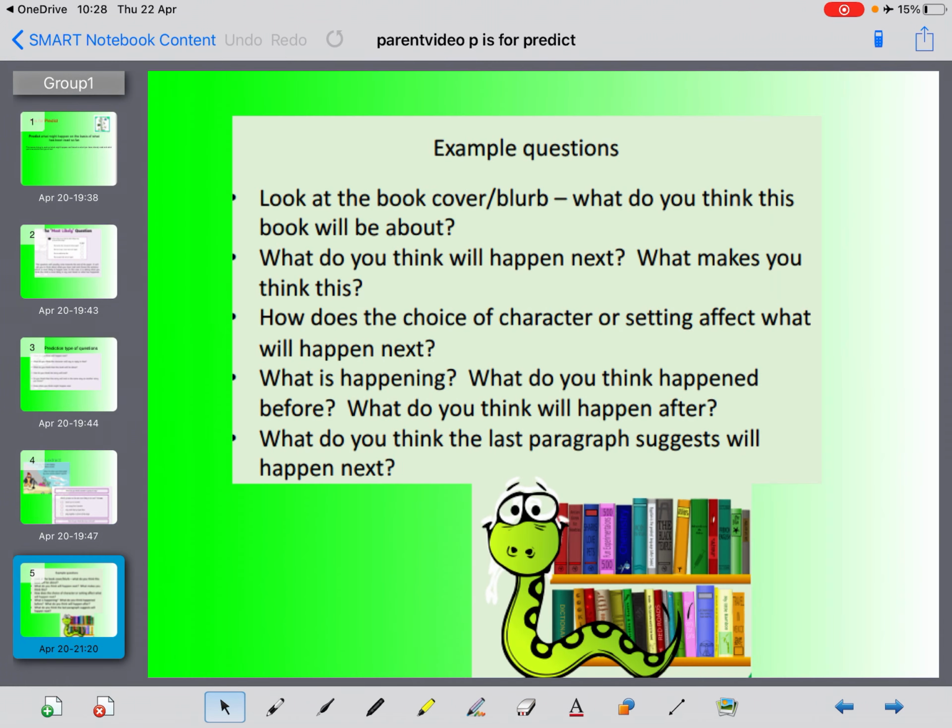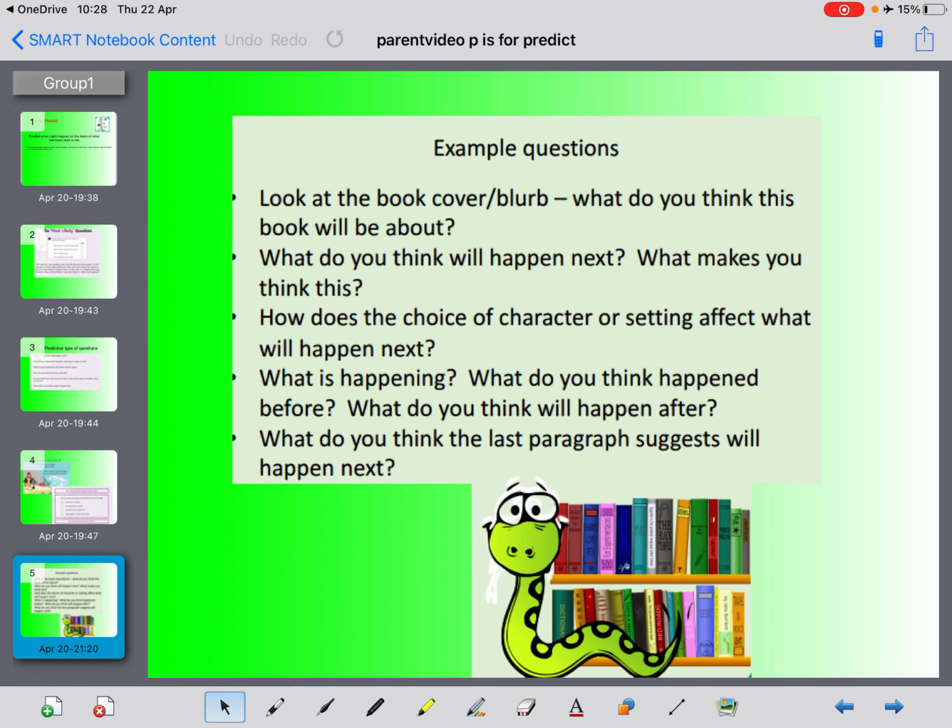Here are some more example questions to summarise the skill of prediction. You could get your child to look at the book cover or the blurb on the back of the book. Ask your child, what do you think this book will be about? You could ask your child, what do you think will happen next? What makes you think this? How does the choice of character or setting affect what will happen next? What is happening? What do you think happened before? What do you think will happen after? What do you think the last paragraph suggests will happen next?